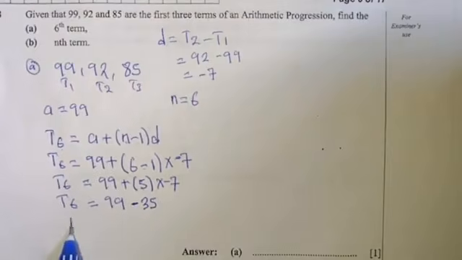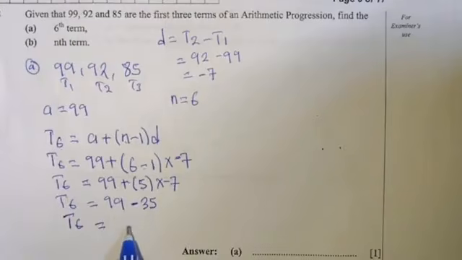So from here we can say term 6 equal to 99 minus 35. We subtract 9 minus 5 to give us a 4, 9 minus 3 to give us a 6. So term 6 is equal to 64. That is our answer for question A. Let us answer question B.